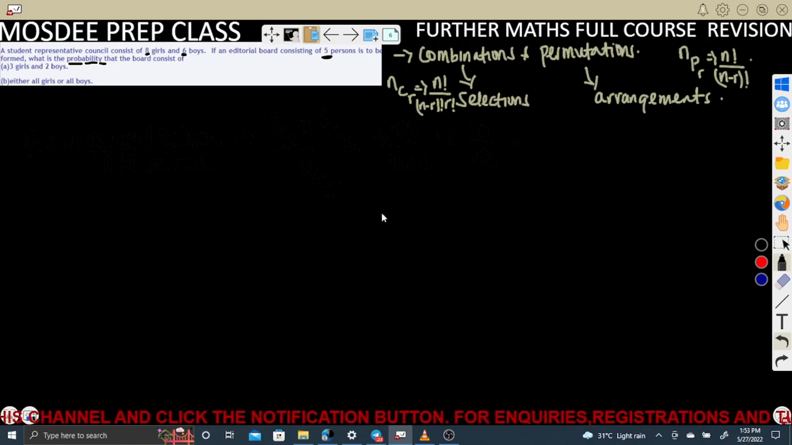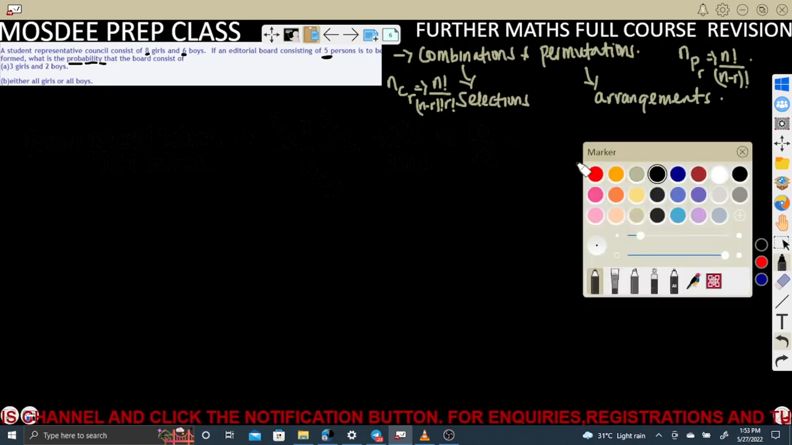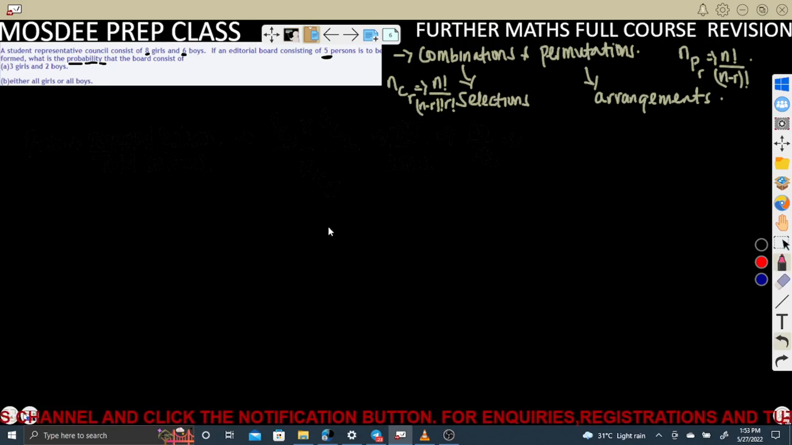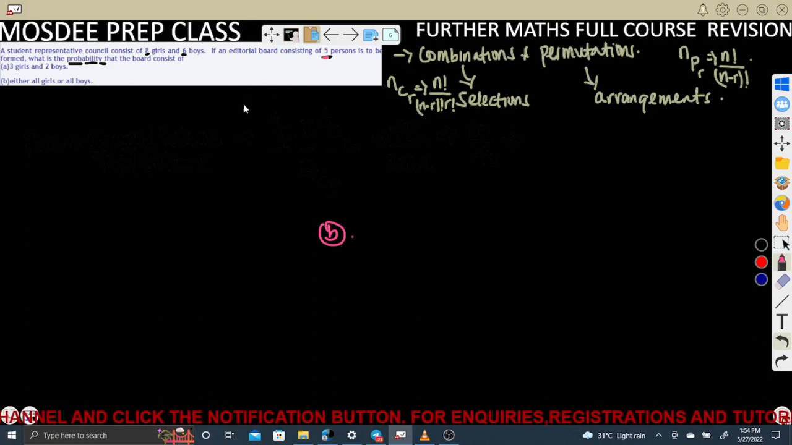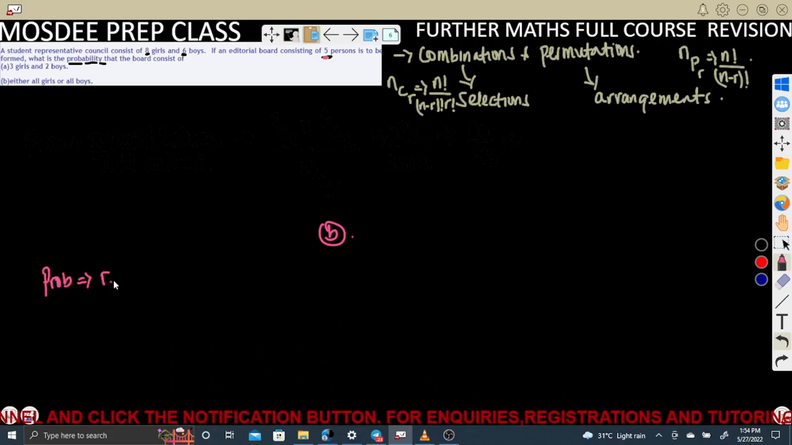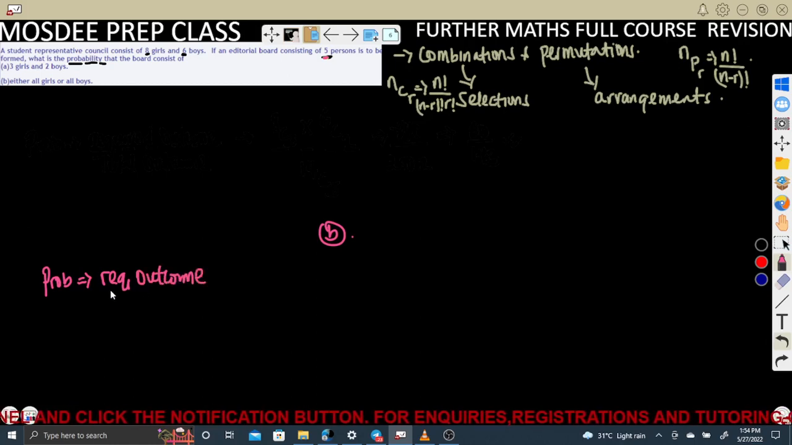So I think the question has a B part. So let's solve the B part also together before we move to the next question. The B part says either all girls or all boys. We are still selecting 5 persons. That is, either all of them are girls or all of them are boys. The same formula, probability is always required outcome over total outcome.